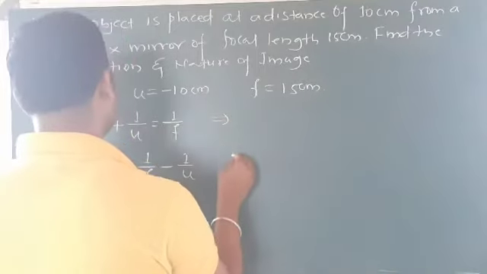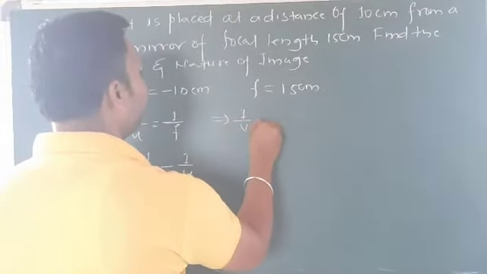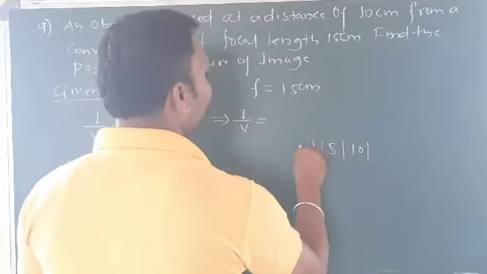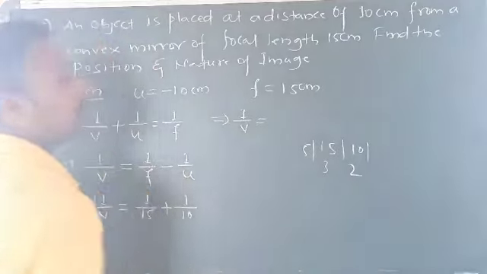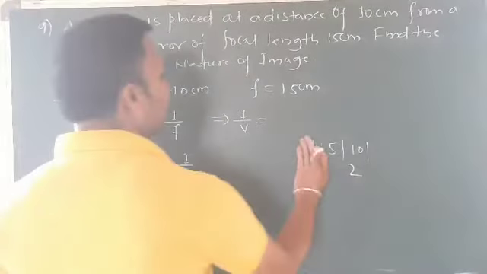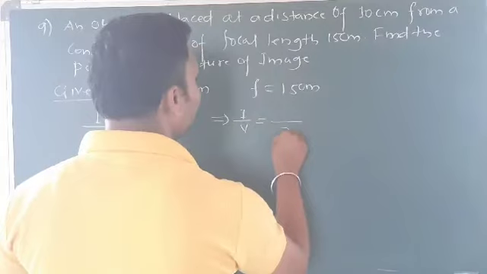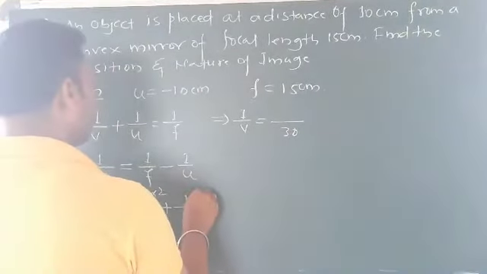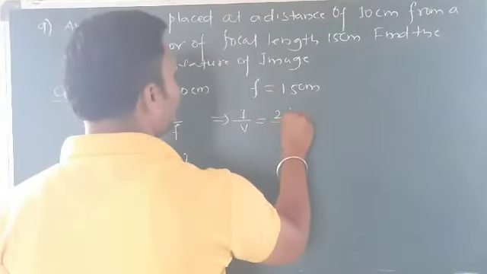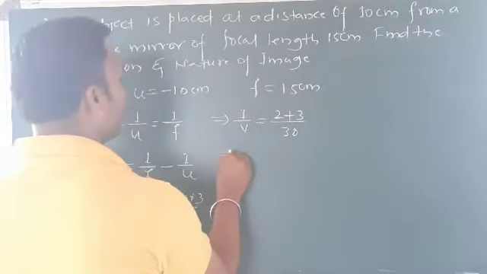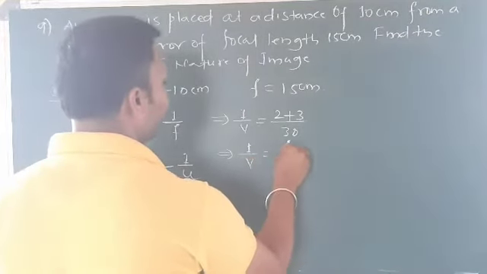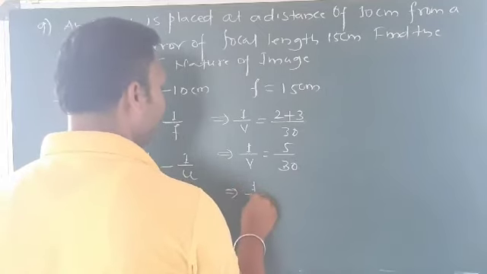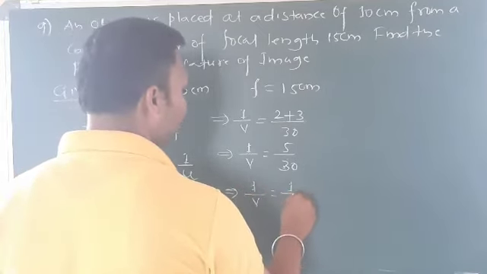This implies next we have 1 by v is equal to, we need the LCM of 15 and 10. 5 3s are 15, 5 2s are 10, 2 3s are 6, 6 5s are 30. So it is 30. Now this becomes 2 plus 3. So now 1 by v is equal to 5 by 30. So it is 1 by v is equal to 1 by 6.